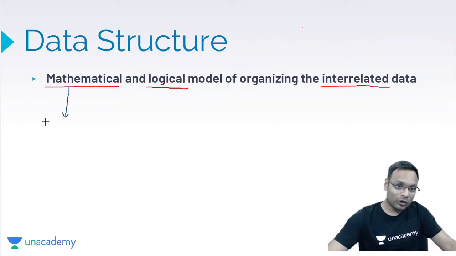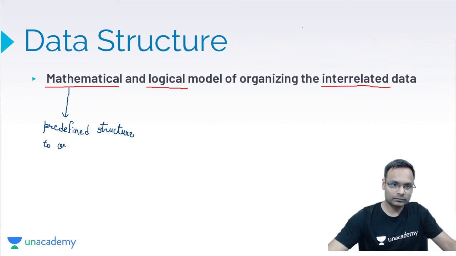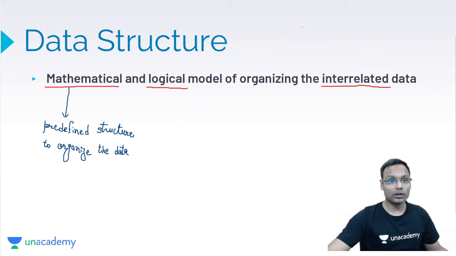So mathematical model means there is a predefined structure to organize the data. That is the mathematical model. Now what is the logical model?